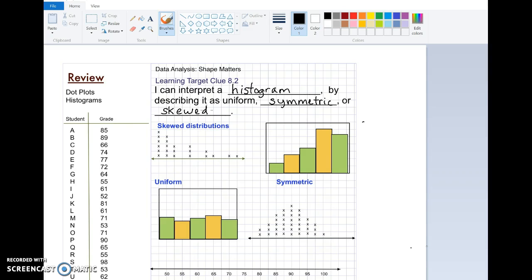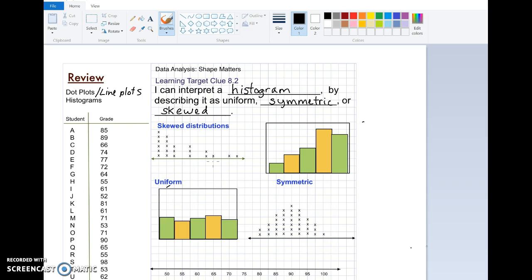Now let's just do a quick little review of some terms. Dot plots, also known as line plots. You'll see them used both ways. Right here, where it says skewed distributions, that is a line plot or a dot plot. Basically what we're doing is we're putting a dot or an X or some marking above a value every time that value occurs in the data.